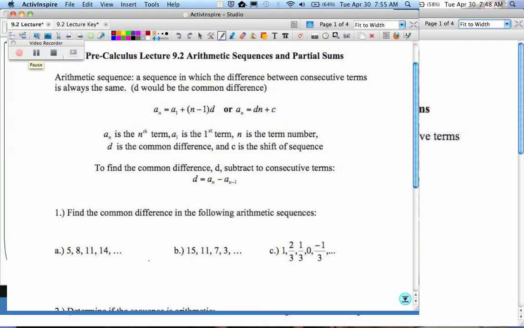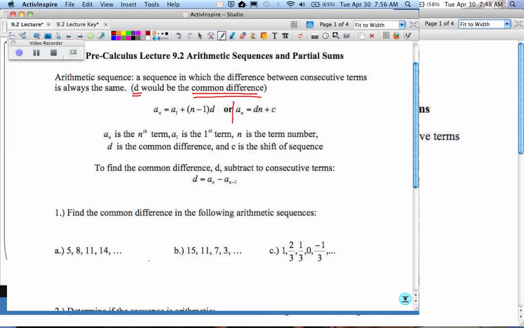So 9.2, we're talking about the arithmetic sequence, and we'll do some partial sums again. With arithmetic, there's a common difference, so we use the D, imagine that, for common difference. With an arithmetic sequence of numbers, you can add or subtract to keep going down the line of the sequence. The sequence in which the difference between consecutive terms is always the same is the definition.